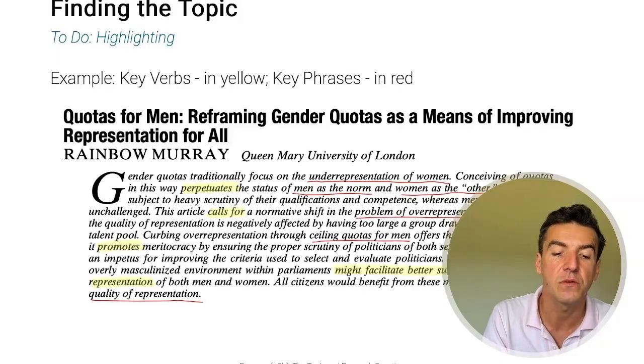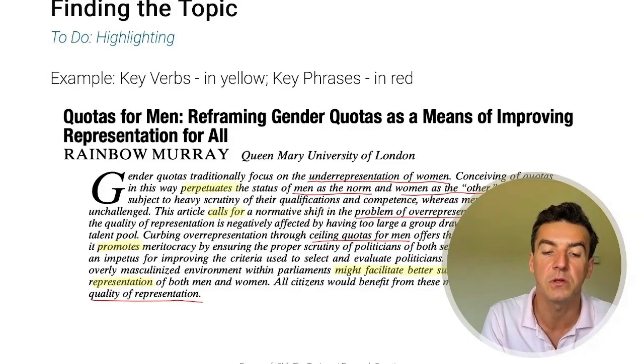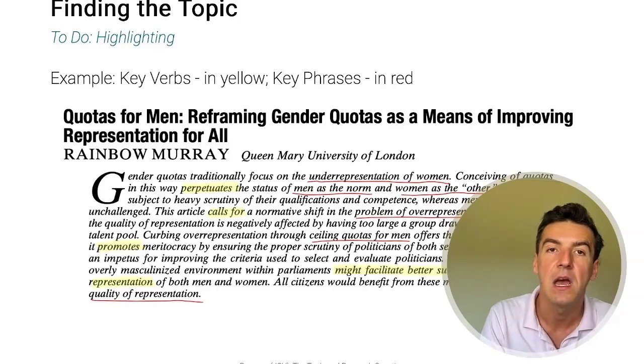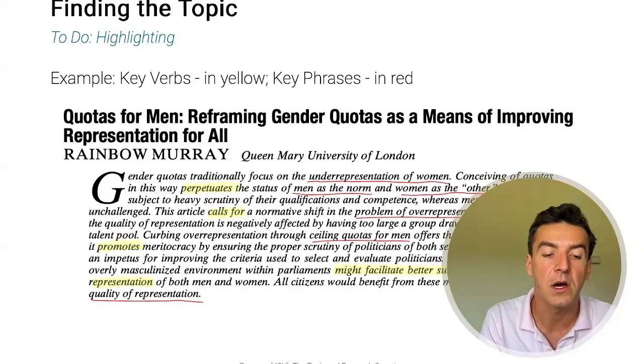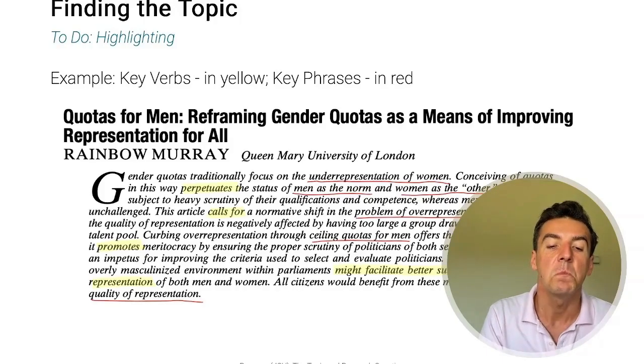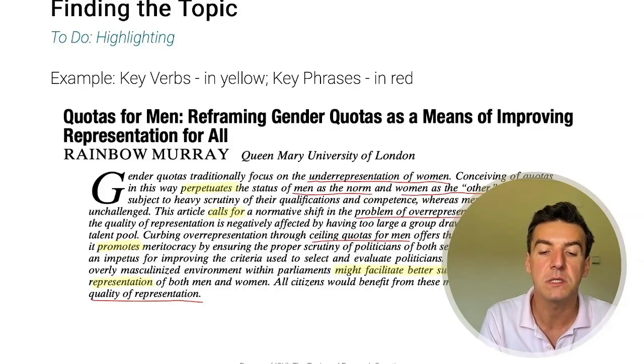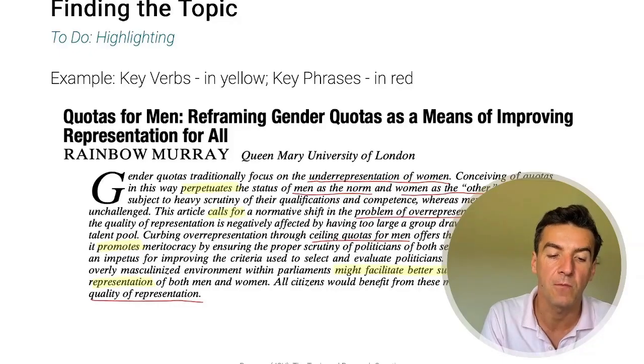Curbing overrepresentation through seeding quotas for men offers three core benefits. First, it promotes democracy by ensuring the proper scrutiny of politicians by both sexes. Second, it provides an impetus for improving the criteria used to select and evaluate politicians. Third, neutralizing the over masculinized environment within parliaments might facilitate better substantive and symbolic representation of both men and women. All citizens would benefit from these measures to increase the quality of representation.